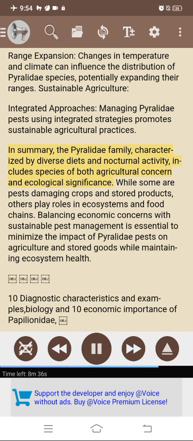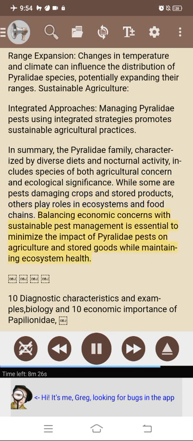In summary, the Pyralidae family, characterized by diverse diets and nocturnal activity, includes species of both agricultural concern and ecological significance. While some are pests damaging crops and stored products, others play roles in ecosystems and food chains. Balancing economic concerns with sustainable pest management is essential to minimize the impact of Pyralidae pests on agriculture and stored goods while maintaining ecosystem health.